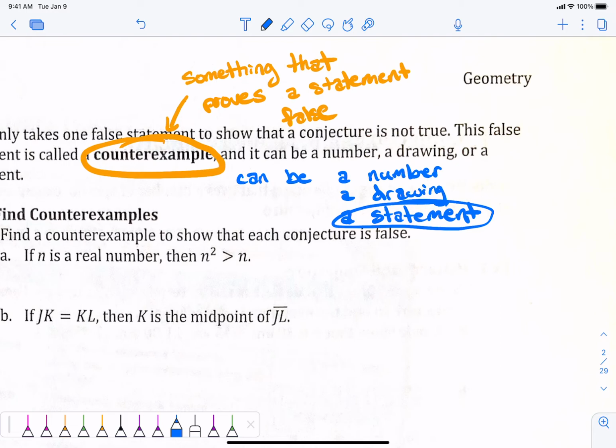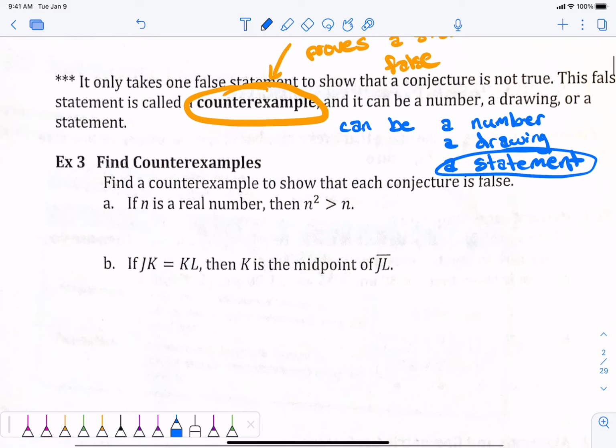You're just proving something wrong, okay? So there's an example of that. It's just like you're trying to show me why I'm wrong, okay? So here's two things that we know are true most of the time, but we're going to find a counterexample that proves it false, okay?